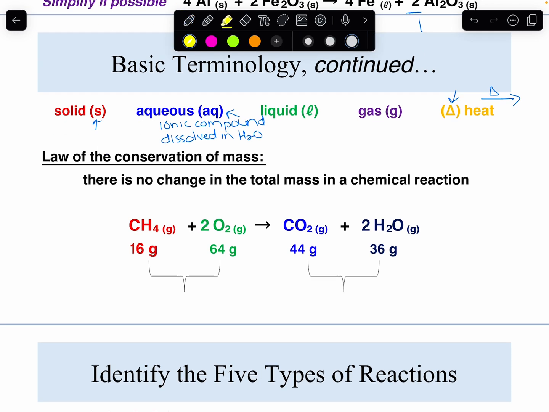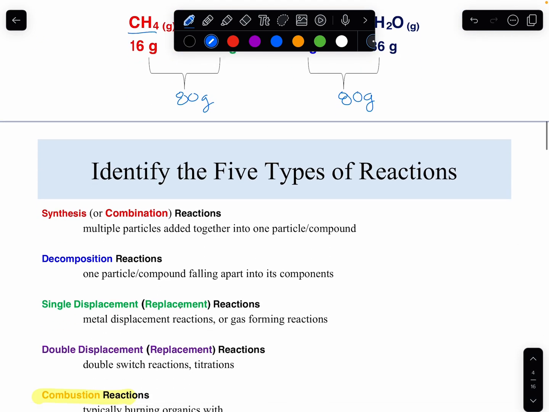Now, another term that we're going to look at that we have focused on in the past is the law of conservation of mass. This means there is no change in the total mass in a chemical reaction. So if I have methane, CH4, and O2, and I have 2 grams amount of them, if we add those up in our reactant side, we'll have 80 grams. If I add it up on the product side, I will also have 80 grams. And that satisfies the law of conservation of mass.